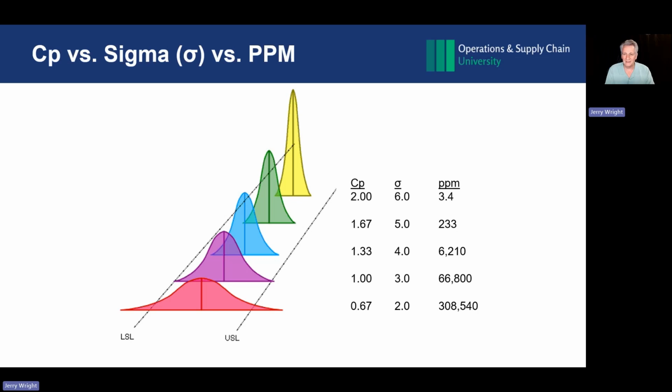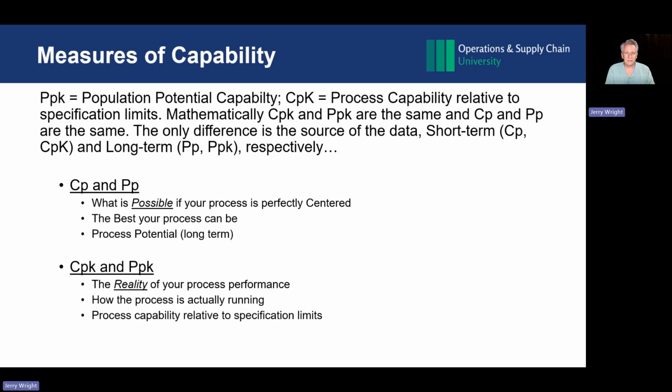So that's pretty high. Now, if you keep going up, you can see 1.67 Cp and a sigma level of 5 means I only have 233 defects per million. That's really, really low. And at the 6 sigma level, I have a Cp of 2, a sigma level of 6, and of course, defects per million only 3.4. So I want to keep working on reducing that variation. Where are you at now? You're probably somewhere between 2 and 3 sigma, but you need to get to 4 sigma or better. That's the goal.